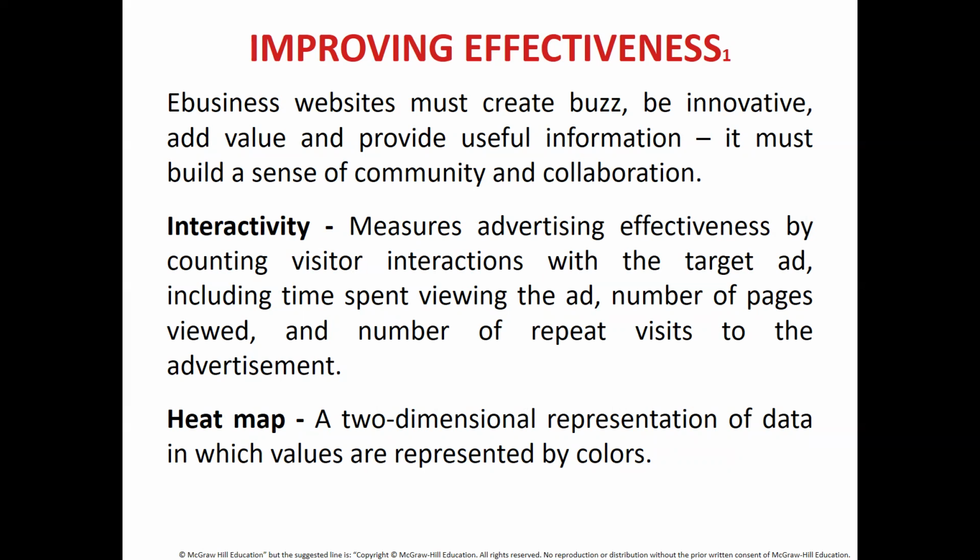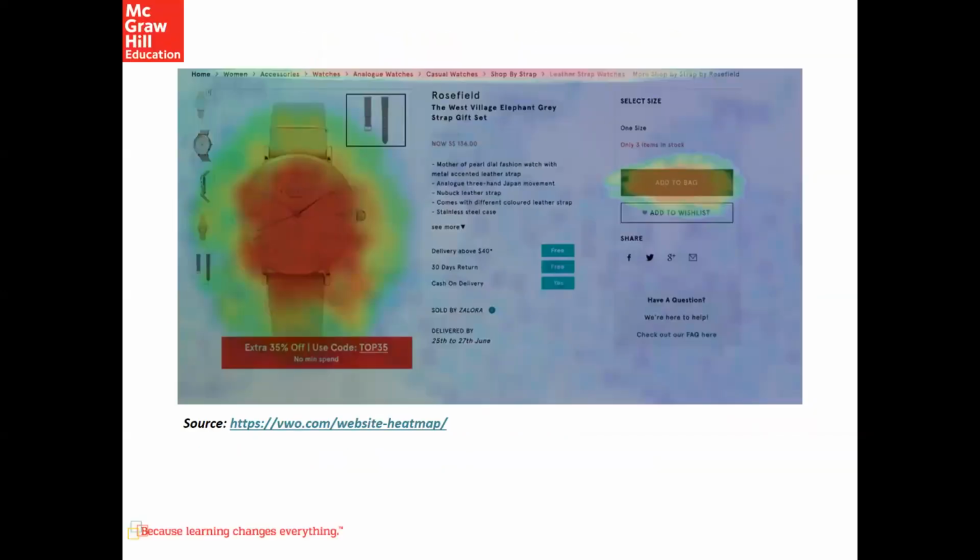Heat map, a two-dimensional representation of data in which values are represented by colors. Heat maps will tell the company where the majority of the traffic lands, where they live, the videos they are watching, the products they are looking at. Heat maps can tell the company the hotspots for the website. Refer to the picture in the slide. The color red indicates where the majority of the clicks took place. This is an example of a heat map.